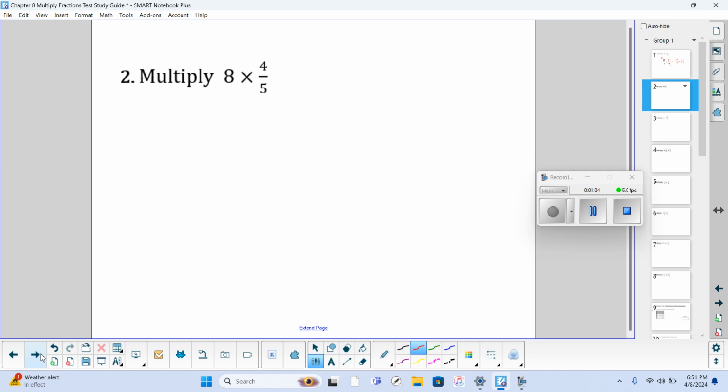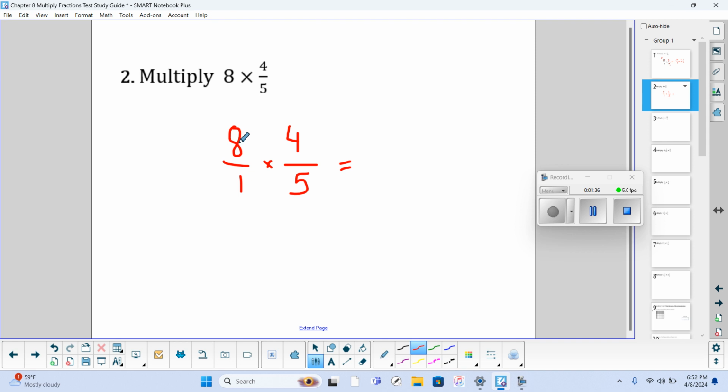Next question. 8 times 4/5. Well, 8 times 4/5 is the same as 8 over 1 times 4/5. Now, before I multiply, I always want to look to see, can I simplify before I multiply? All right, so that would be the numerator with one of these two denominators. Obviously, everything is divisible by 1, so we don't want to use that. You could simplify this to 8 and 1 forever. That doesn't really help us.